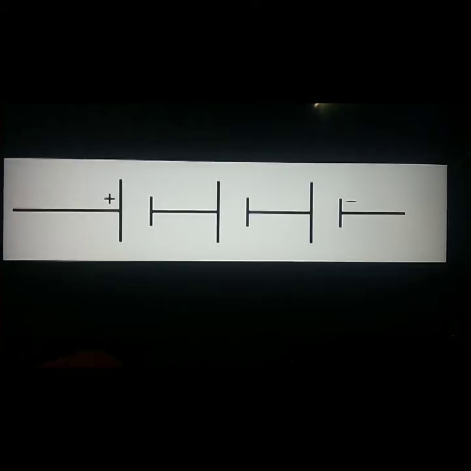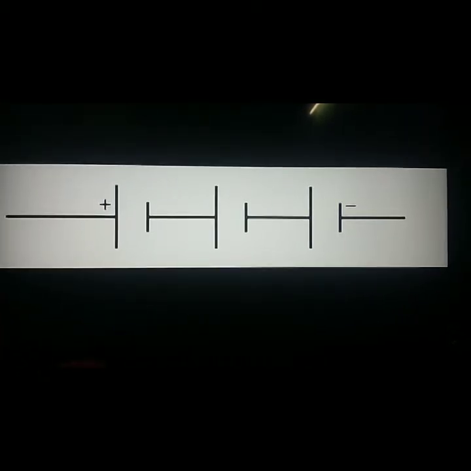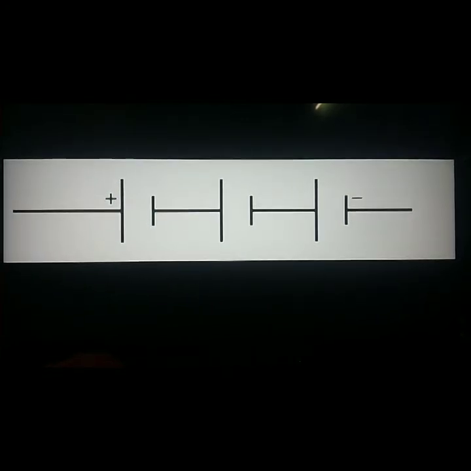This is the combination of cells. In long-lasting torchlights, we have to use 3 or 4 batteries. In 3 or 4 batteries, we should maintain plus, minus, plus, minus, plus, minus. That means the minus will be connected to positive, and again the negative will be connected to positive, and again the negative should be connected to the circuit. So this is the combination of cells.